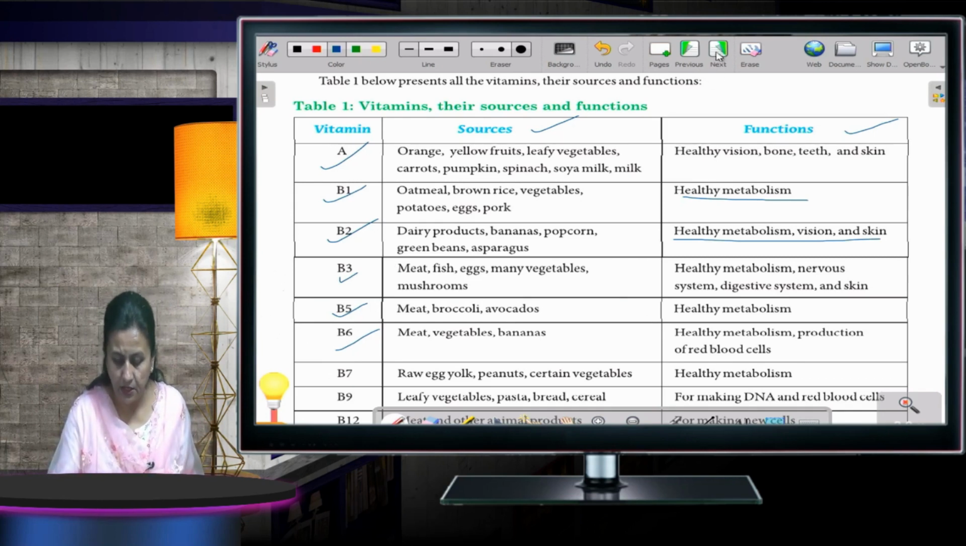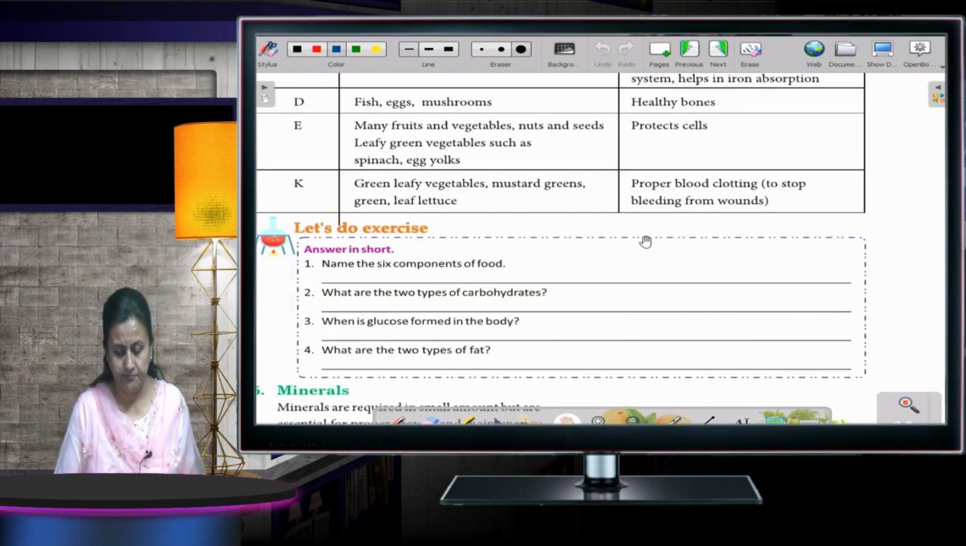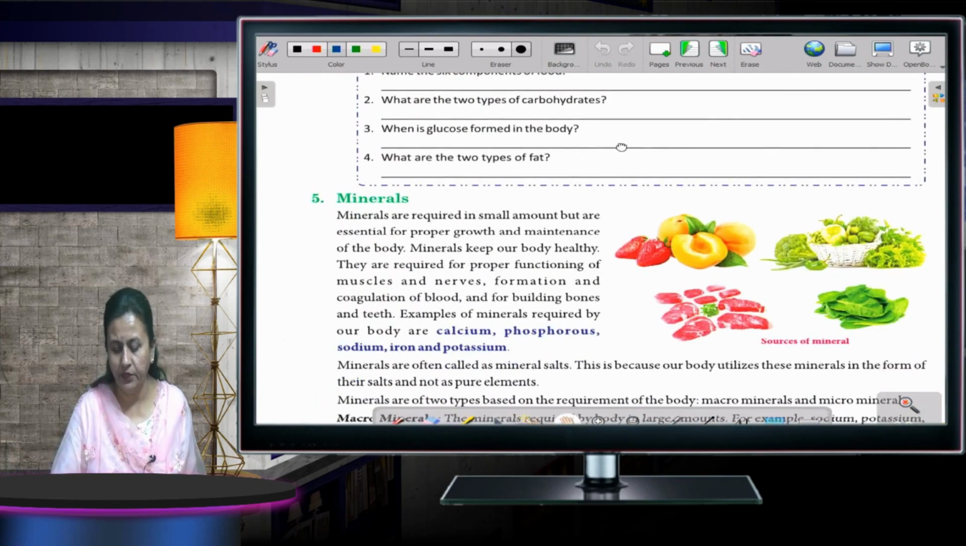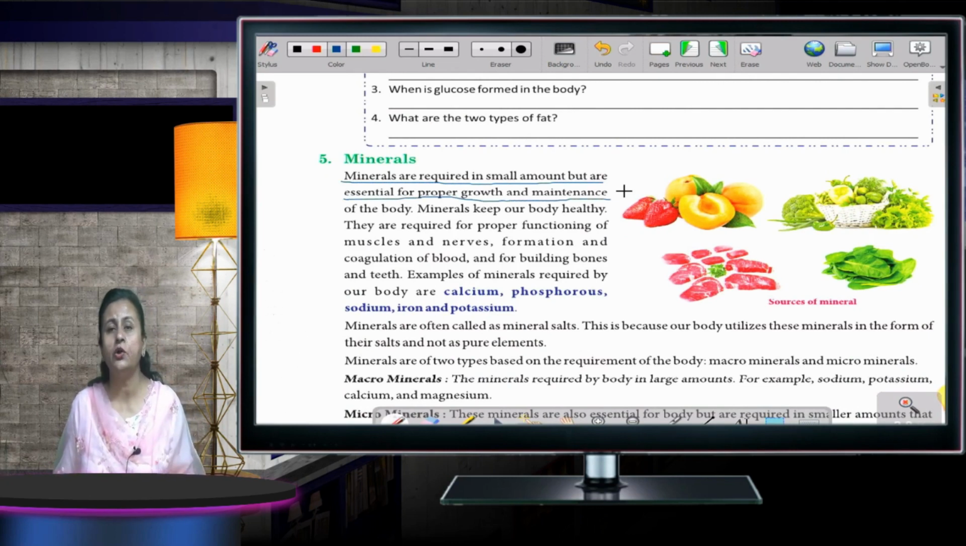Okay. Now moving to the next one. We'll talk about minerals now. Minerals are required in small amounts but are essential for proper growth and maintenance. As I told you about vitamins, they are required but in very small quantity. Same is the case with minerals also. They are required for proper growth and maintenance of the body.